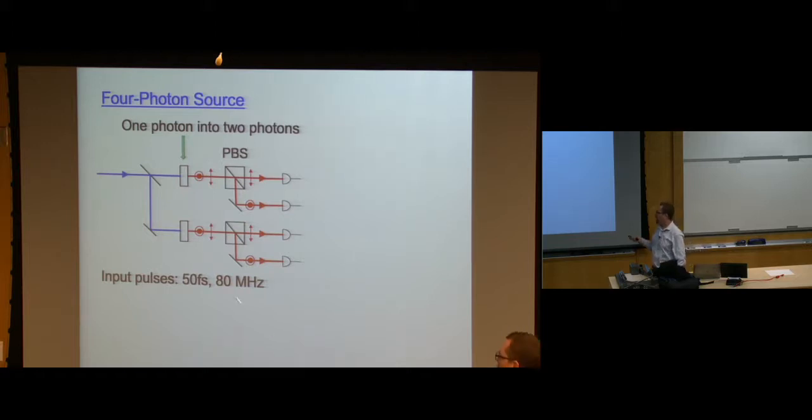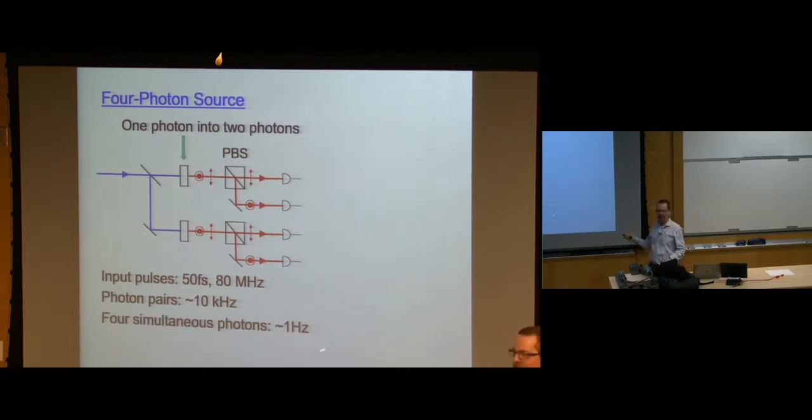So we start with 80 megahertz. Each of these sources produces pairs at a rate of about 10 kilohertz. That's our biphoton rate. And then if you look at the rate of 4-photon production, we're at about 1 hertz at the moment. So this was an experiment done in my lab this summer by Amelia, who's in the audience here. We think we can push that to about 10 hertz. Okay, that's where we're hoping to go.